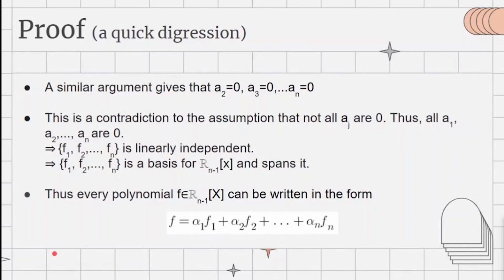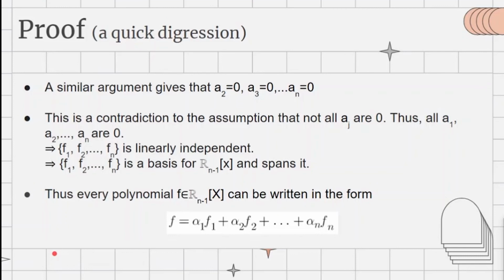So here we got to know that all the scalars are 0. If all the scalars are 0, that is a trivial solution. Therefore, f1, f2, and so on up to fn are linearly independent. So this proves that f1, f2, up to fn is a basis of the polynomial space with degree n minus 1, and of course, if it's a basis, it spans it. It's a minimal spanning set.